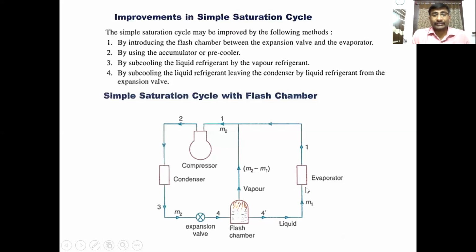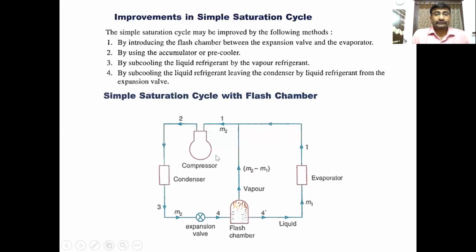For the given capacity of the system, evaporator size can be reduced. Thereby the initial cost of the system can be reduced. Clear? This is the design factor by placing the flash chamber. From the economical point of view, the flash chamber is very useful for the saturation cycle to decrease the initial cost.